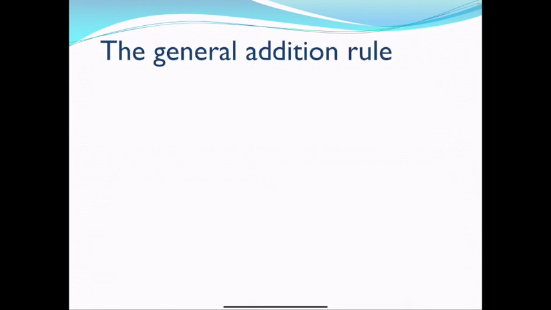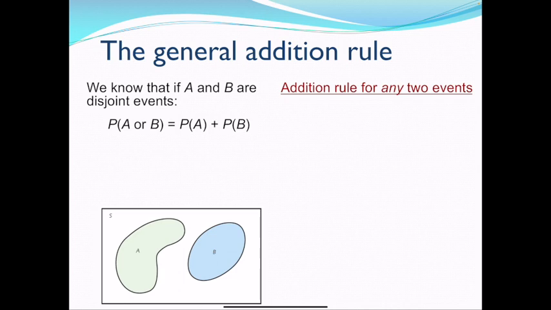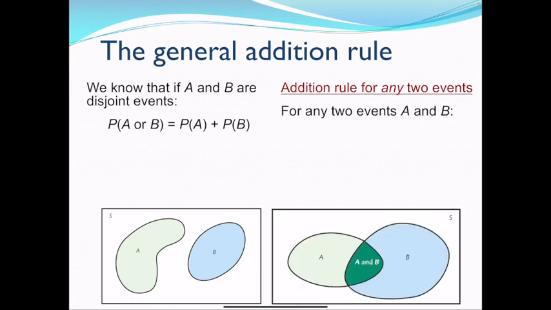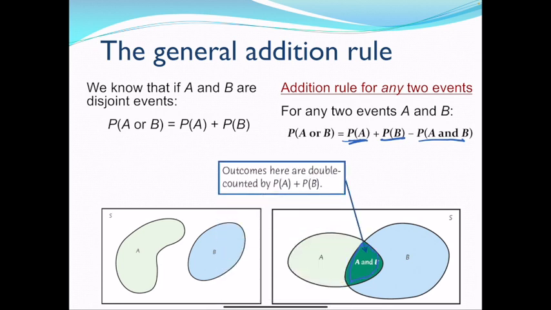So our general addition rule is this. We know that if A and B are disjoint events, the probability of A or B is the probability of A plus the probability of B. But the addition rule for any two events that may not be disjoint is the probability of A or B equals the probability of A plus the probability of B minus the probability of A and B, because what we'd be doing in this middle section is double counting, right?